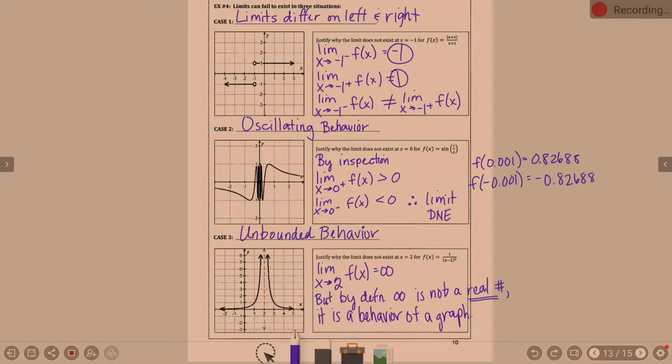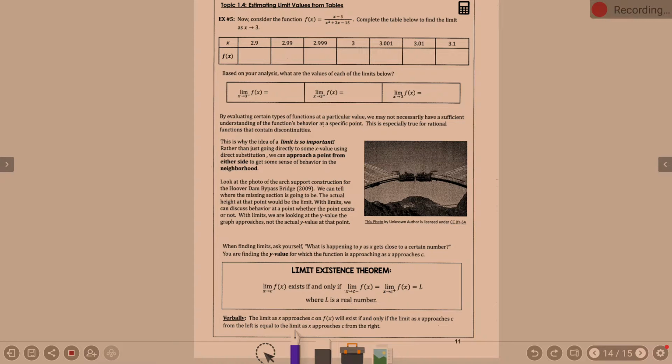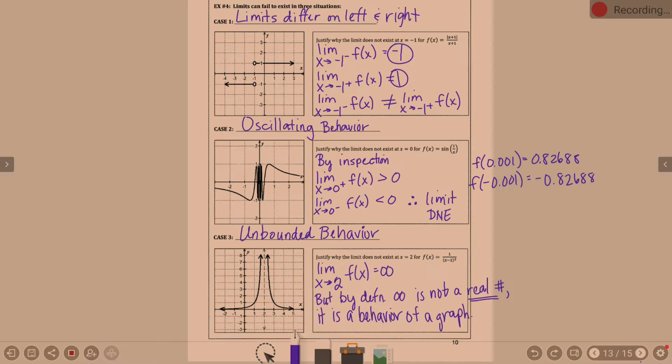Okay. Can I finish this? I want to. We'll see what we can do here. Okay. What did the ending say after it is not a real number? It is a behavior of a graph. Okay, thank you. Even I look back to see what I wrote.